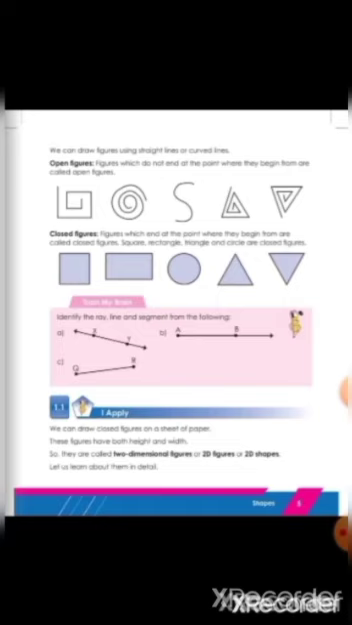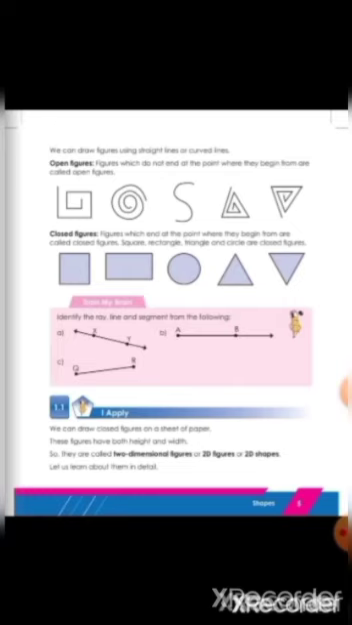Here we have an exercise, Train My Brain. Identify the following. A1. What is it? It is a line. It can extend on both the sides. So it is called line XY. B1 is ray. It has a starting point but no end point. It can be read as ray AB. C1. Line segment. It has two endpoints, a starting point and an ending point. So it can be read as line segment QR.